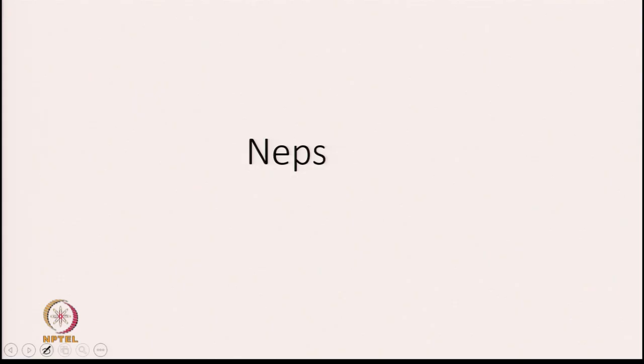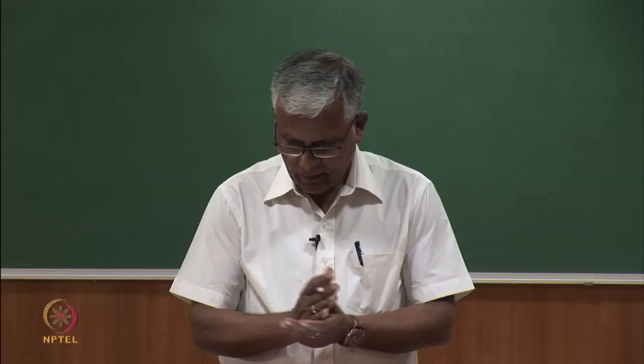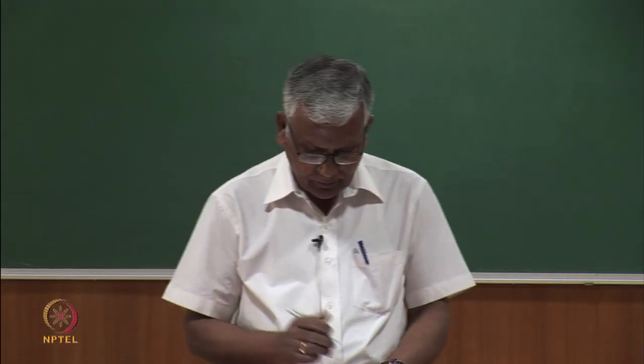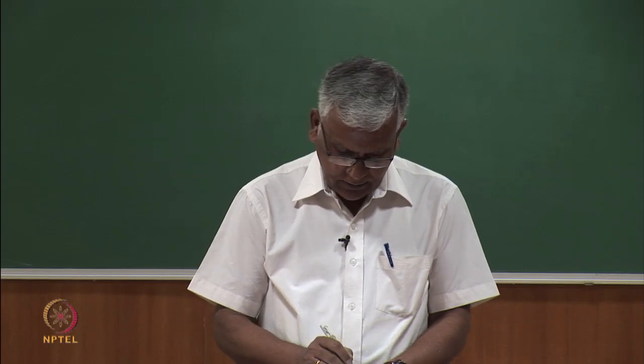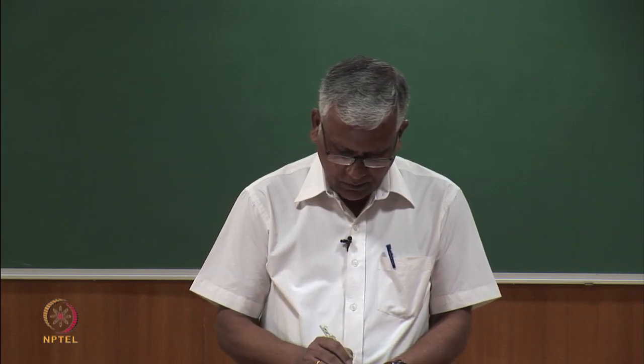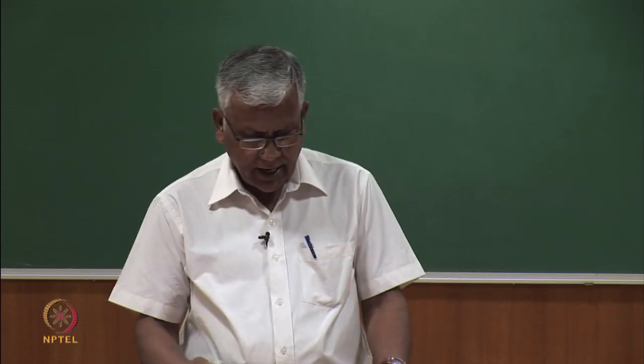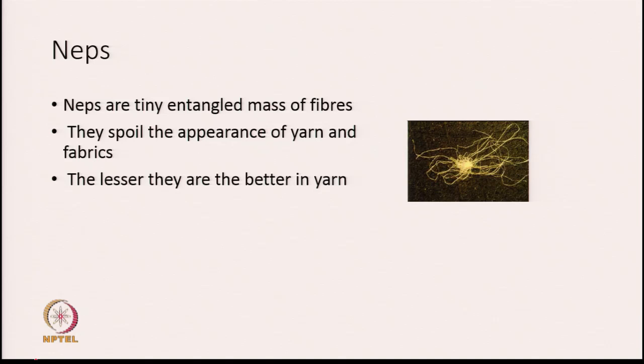Now, come to the next important part of the discussion, that is NEPs. Discussion on carding machine is not complete without discussion on NEPs. So, NEPs are tiny entangled masses of fibers. They spoil the appearance of the yarn and the fabrics. The fewer they are, the better in a yarn, and therefore, we are very much concerned about NEPs.